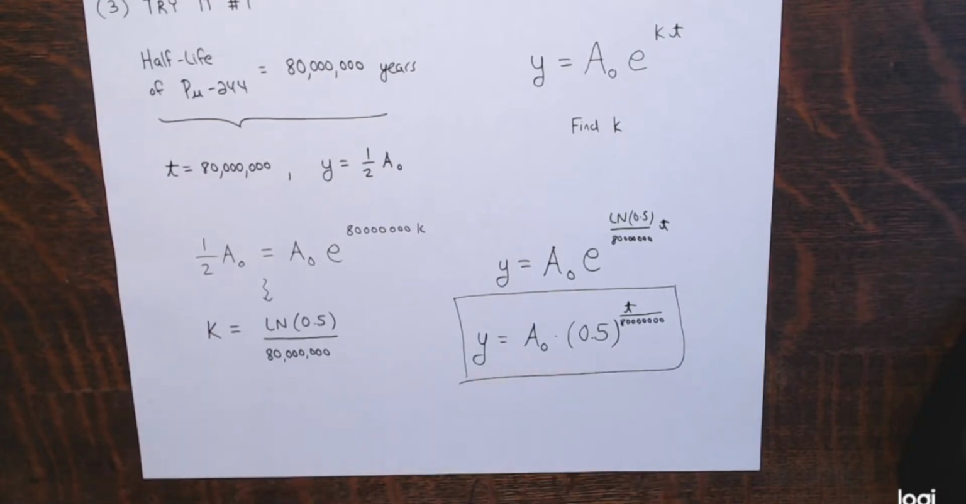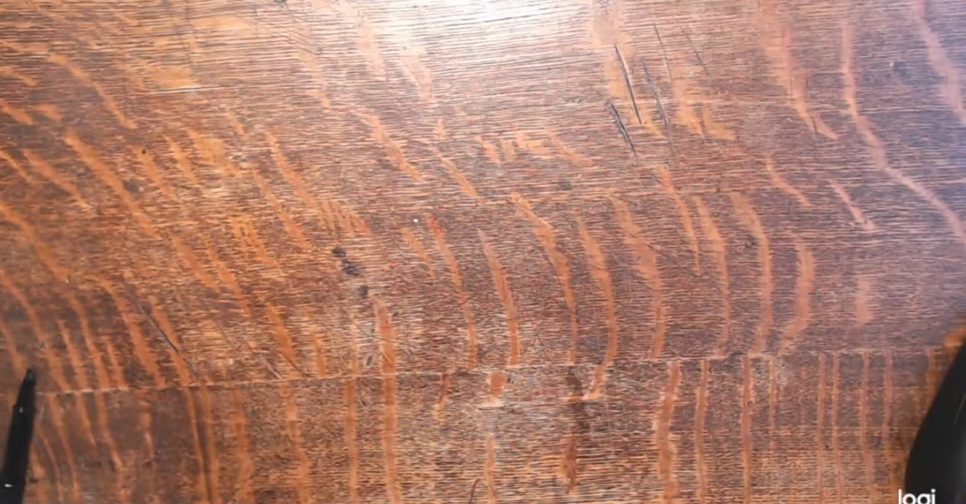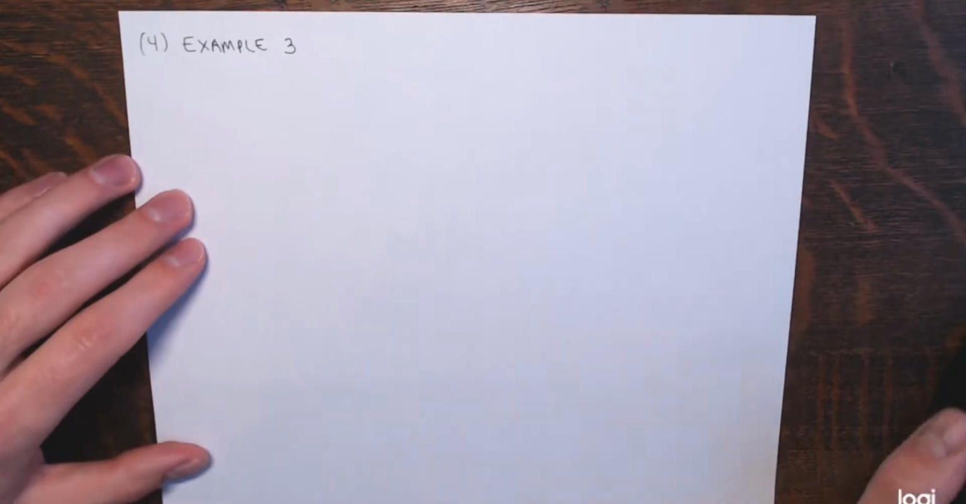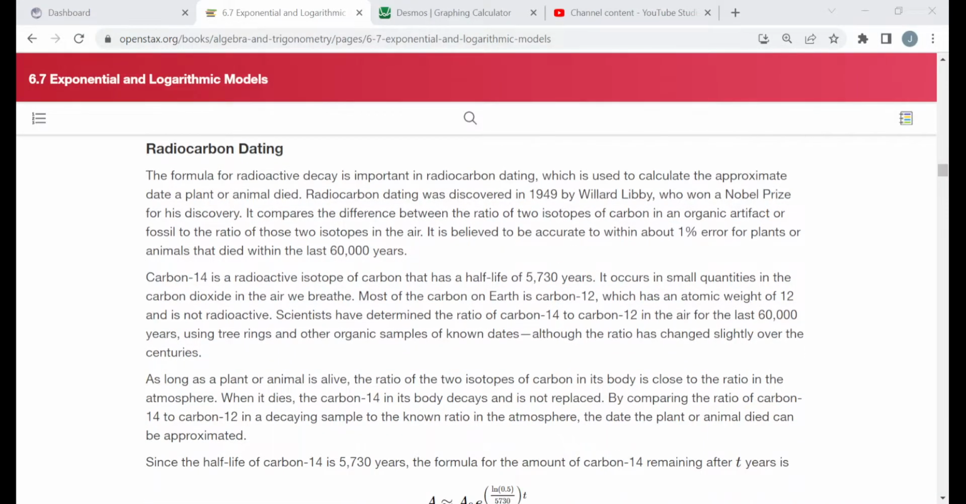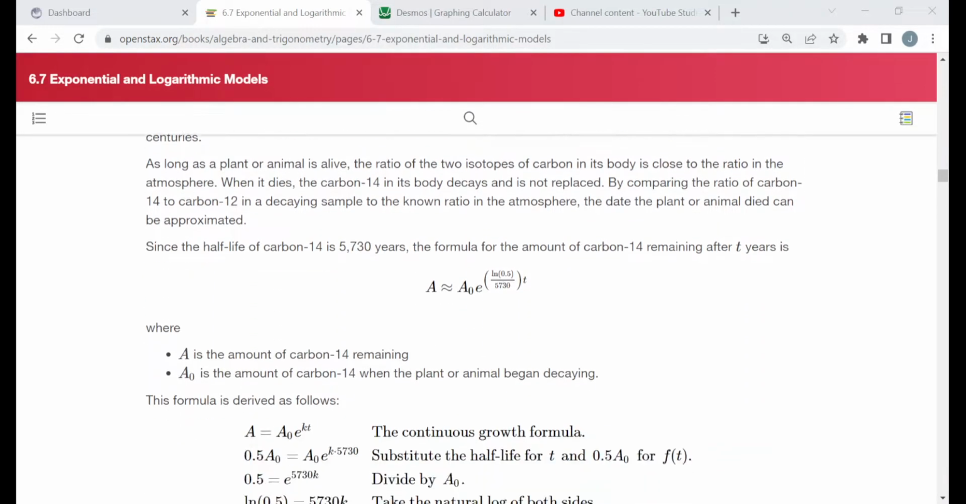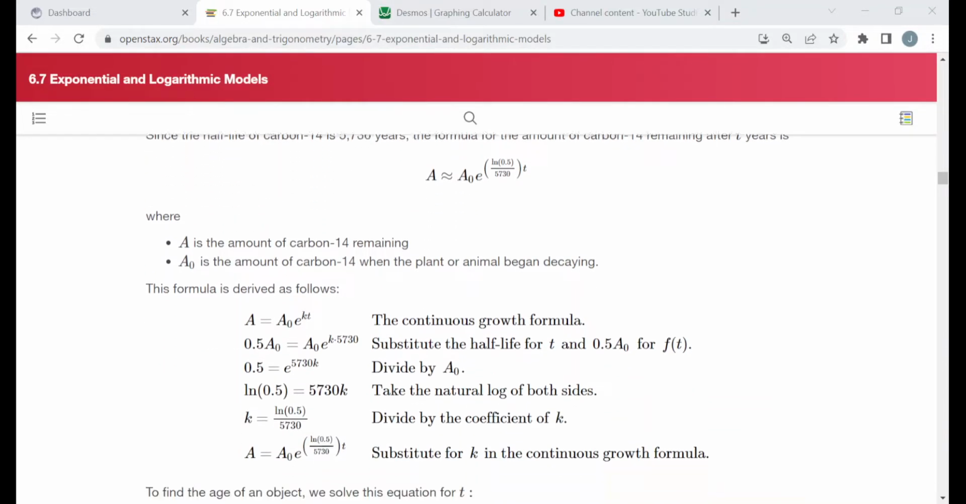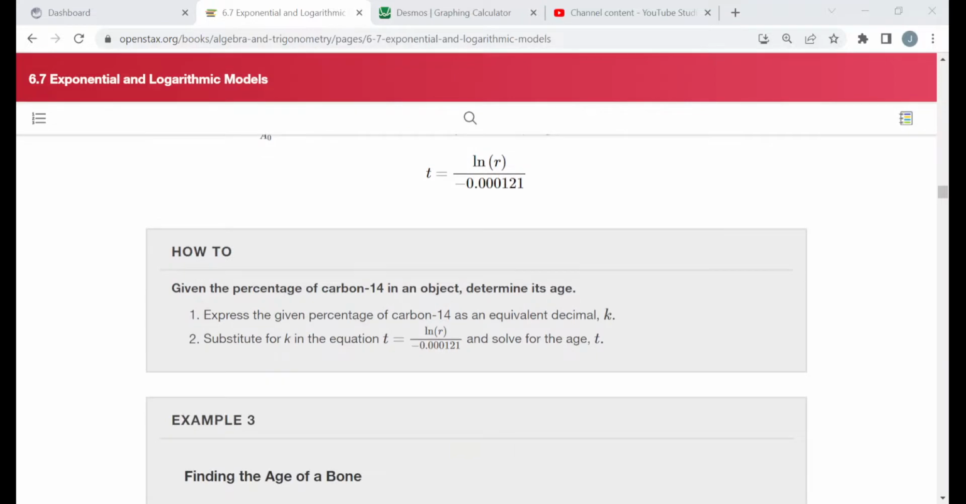All right. So that's it for that try it problem. Then the next example I want to do is the very next example in the reading, example 3. So let's take a look at that. They're talking about radiocarbon dating, right? How do they know certain things are the age that they are, like fossils and stuff. So they give me an example here, a little how-to.